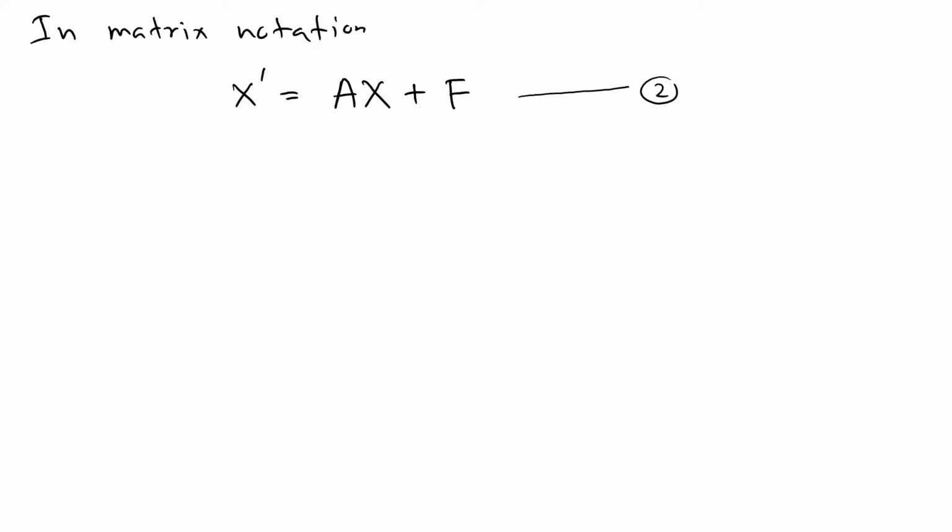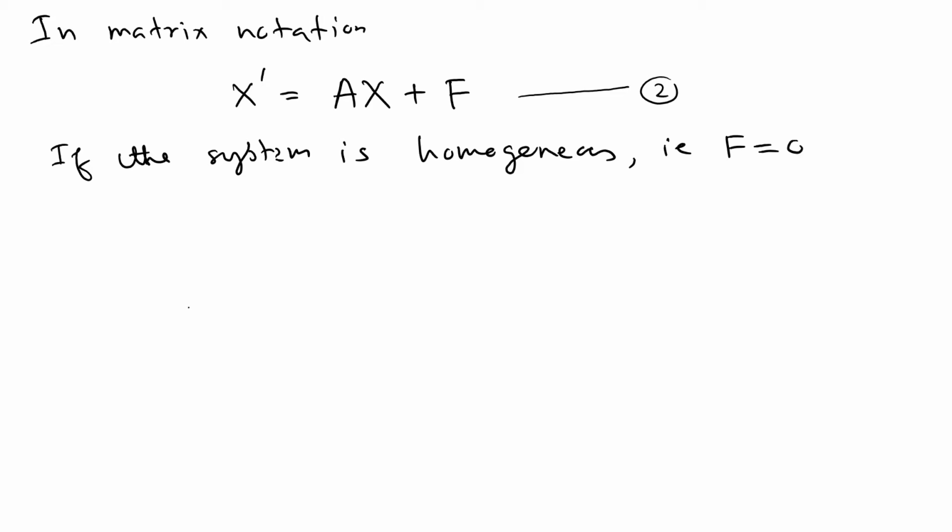Now, sometimes the f function can be all 0. If the system is homogeneous, that is, the f function is 0, we can write this as x prime equals Ax. This is number 3.